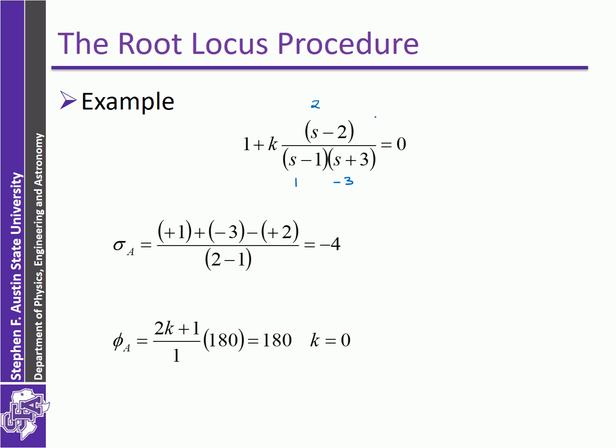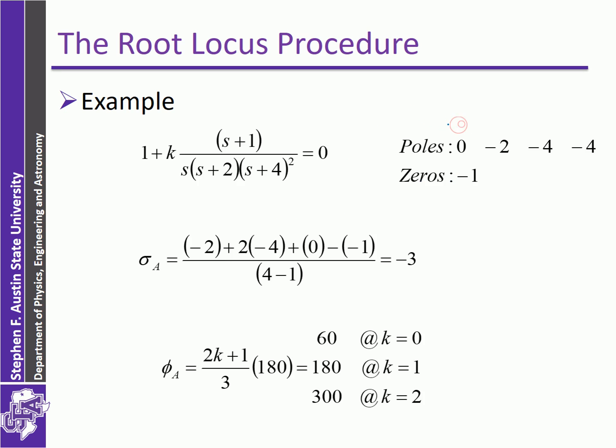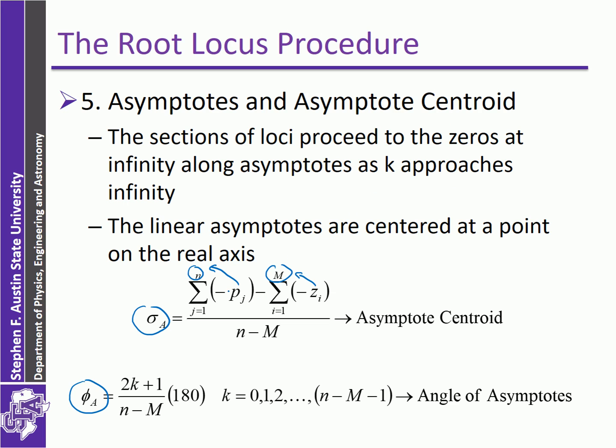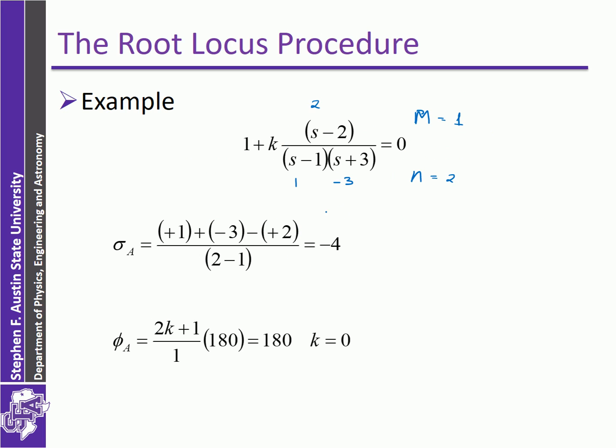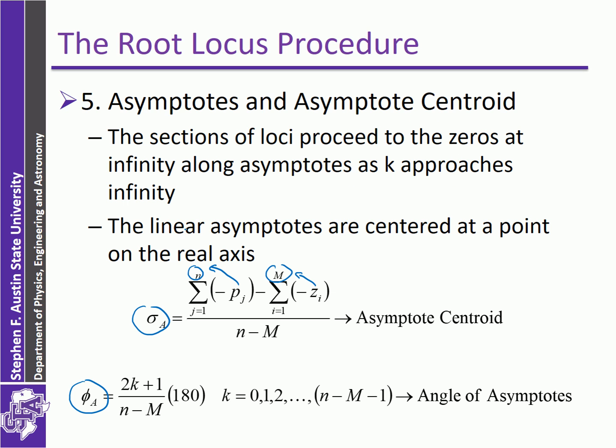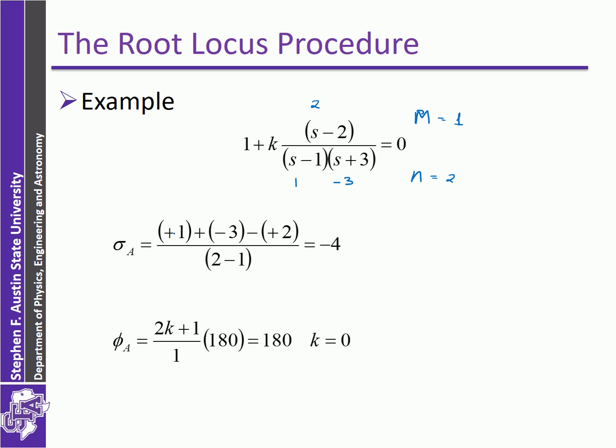Okay, so what's first? How many poles we have? So we have n equals 2 and m equals 1. So we have 2 poles and 1 zero. Okay, then we make the summation. So the sum of the poles minus the sum of the zeros. So it's going to be plus 1 plus minus 3 minus plus 2 over 2 minus 1. This gives us a centroid of minus 4.